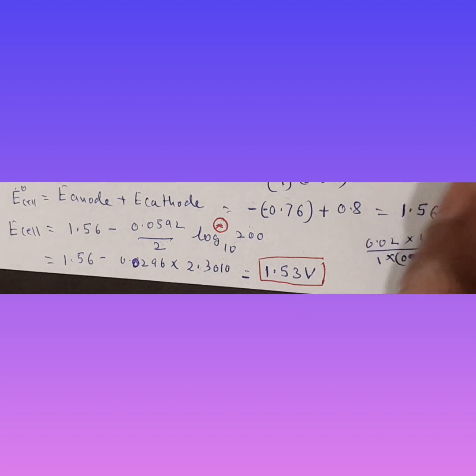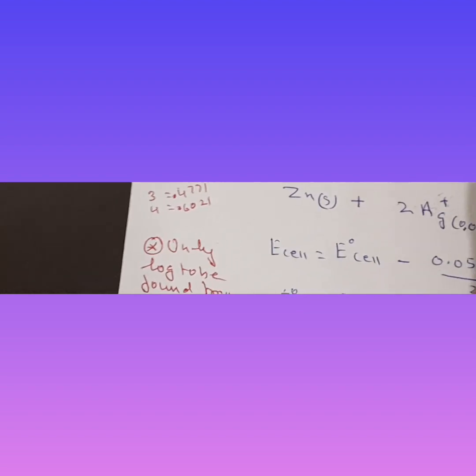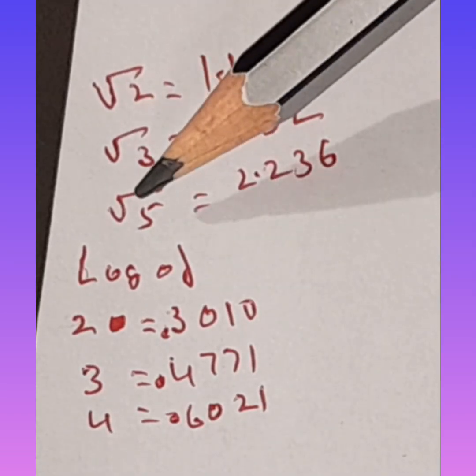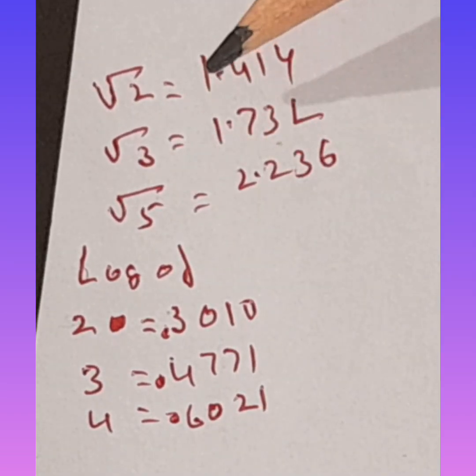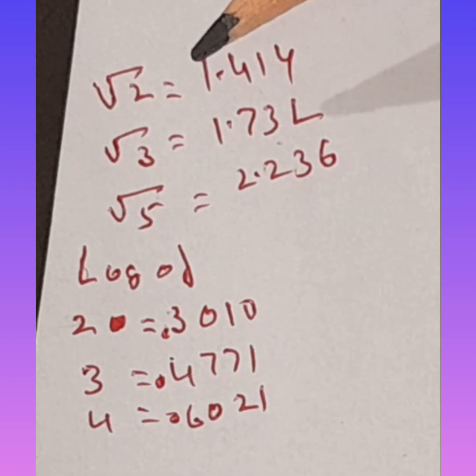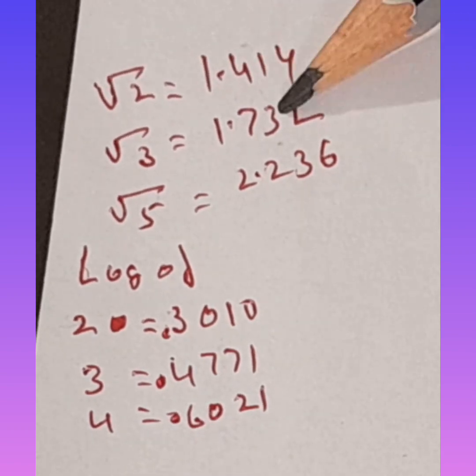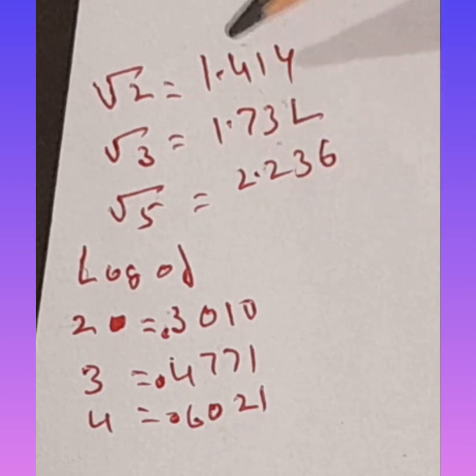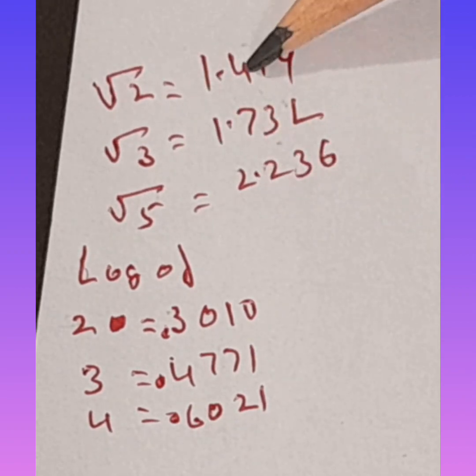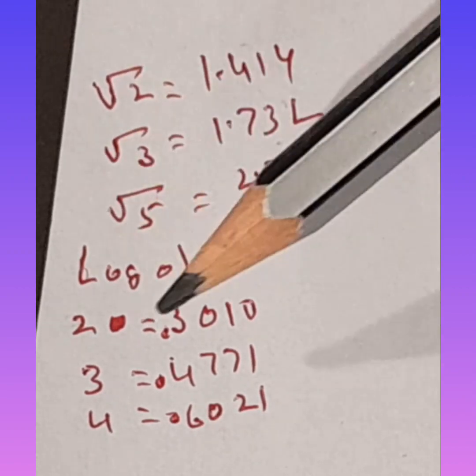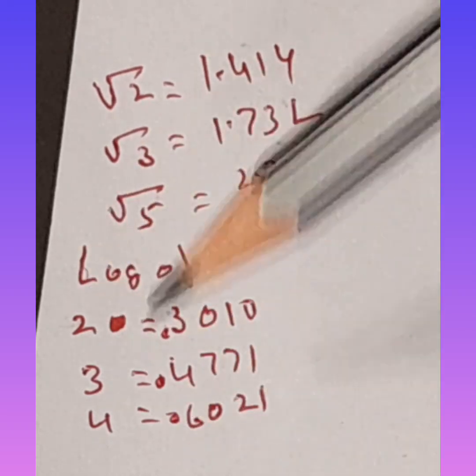A few things you have got to keep in mind: certain values you have got to know by heart. Those values are the root 2, root 3 and root 5 values, because they would be giving types of sums where these values would be used, and you won't have a logbook to check these values. And the logs of 2, 3, 4 you also have to keep in mind.